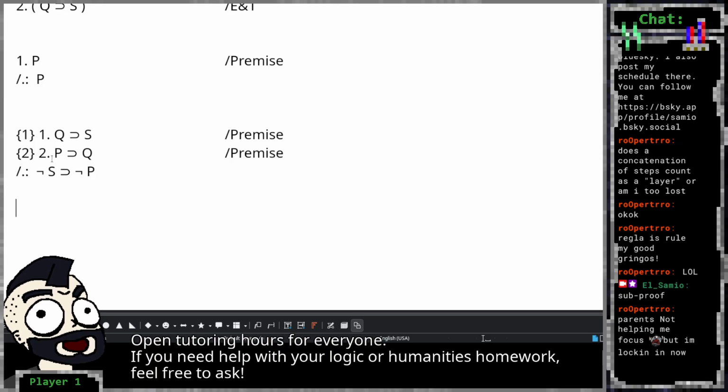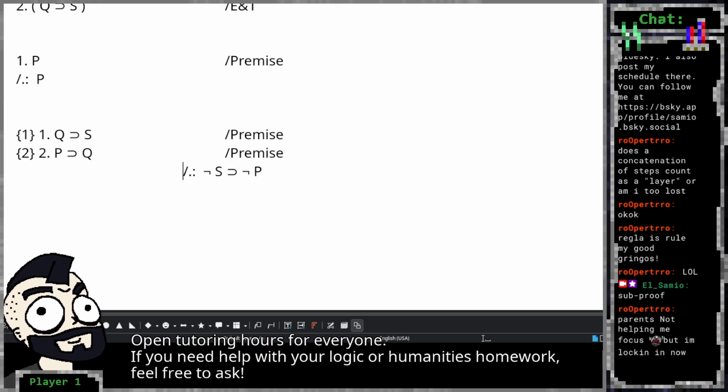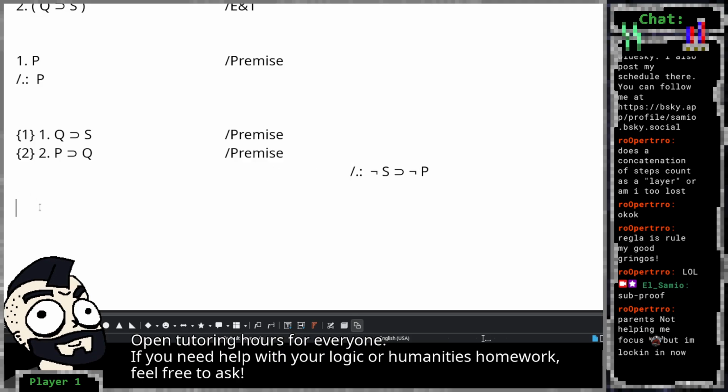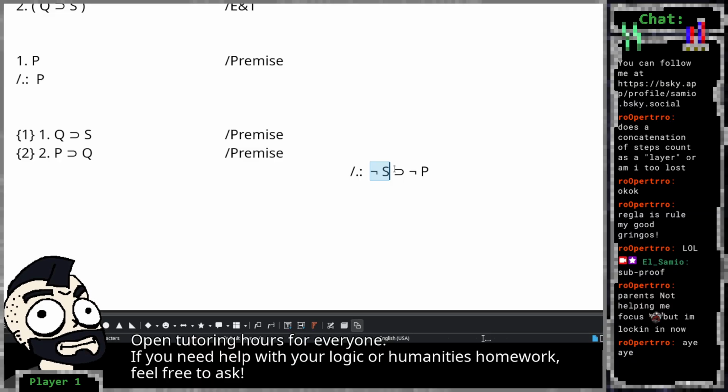So I have two formulas. I'll put this to the side. There's not much I can do with them because they're both conditionals, and I don't have the antecedent. I don't have Q or P, so oh well. What I do know is that the conclusion is also a conditional. So I will have to use the rule of conditional introduction at one point.